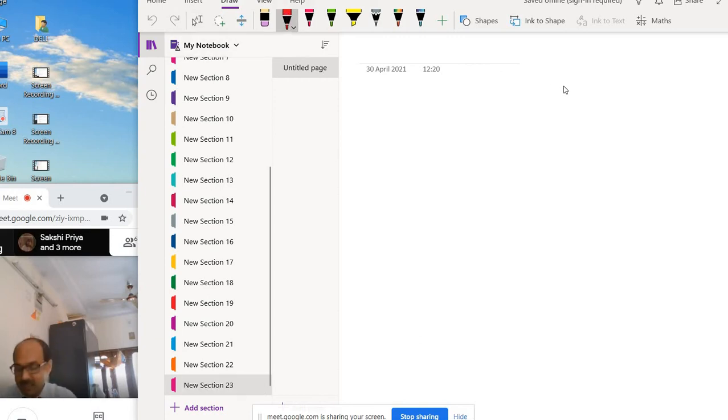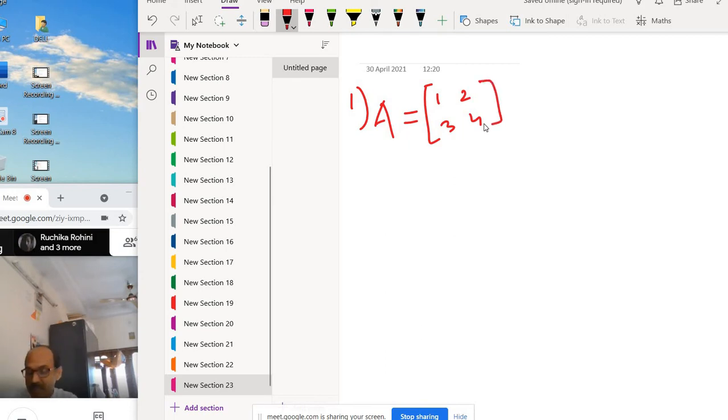So the first question is exercise 4.5, question number 1. A equal to the matrix 1, 2, 3, 4. This is the given matrix. Find its adjoint. Now we know, at first find all the elements' cofactors.